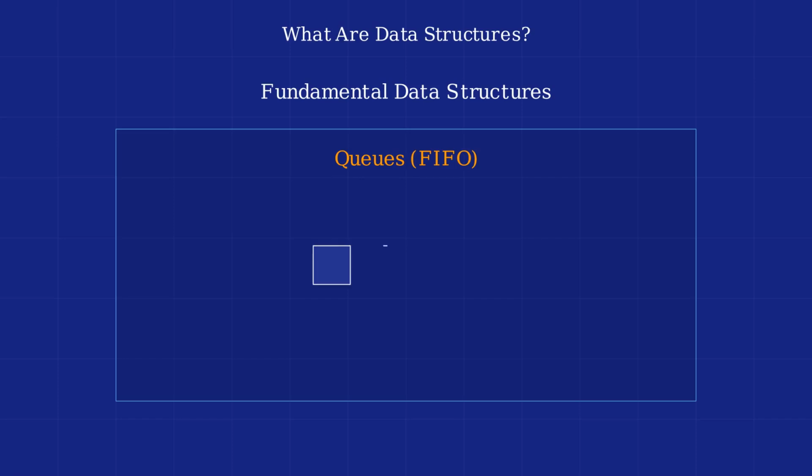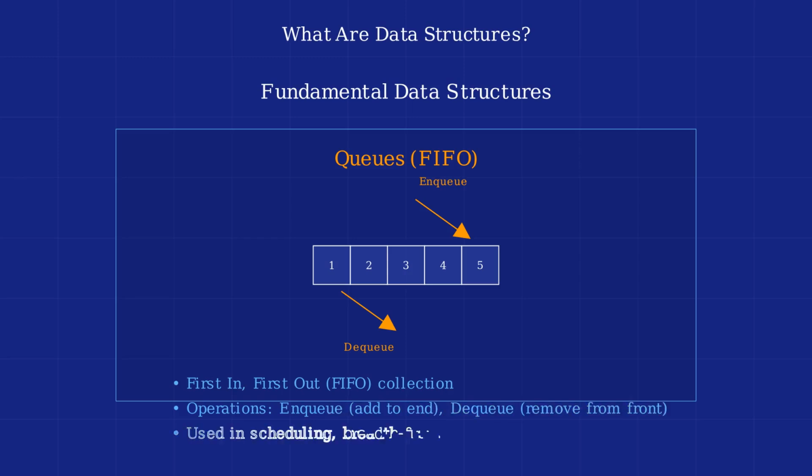Queues are first in, first out data structures. Elements are added at the back and removed from the front, like a line of people. They're used in scheduling, breadth-first searches, and buffers.